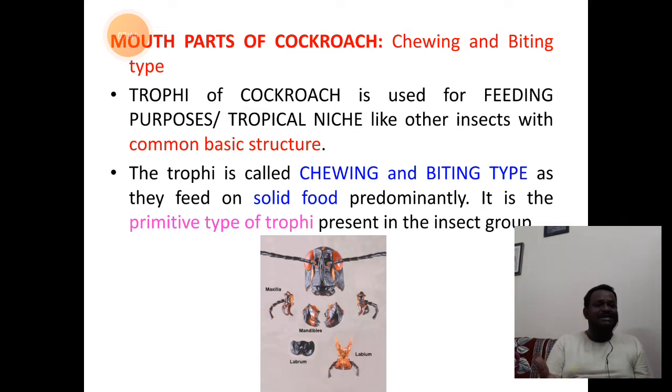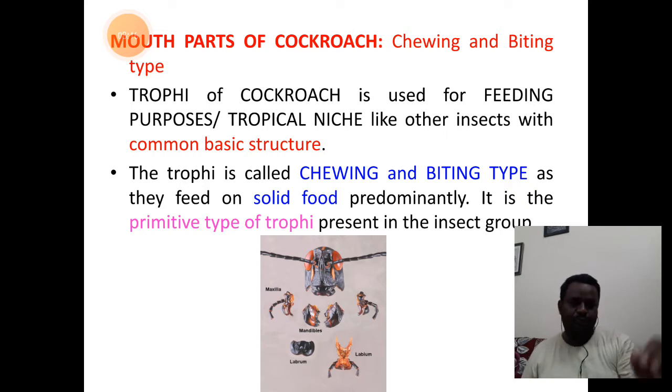So whatever the parts that you find for the mouth for feeding that you see in chewing and biting type of solid food, they are common parts which should be seen in the rest of the insects also. So that way, trophi of the cockroach forms the most basic structure that is seen in the trophi of rest of insects also. So what are the parts then?